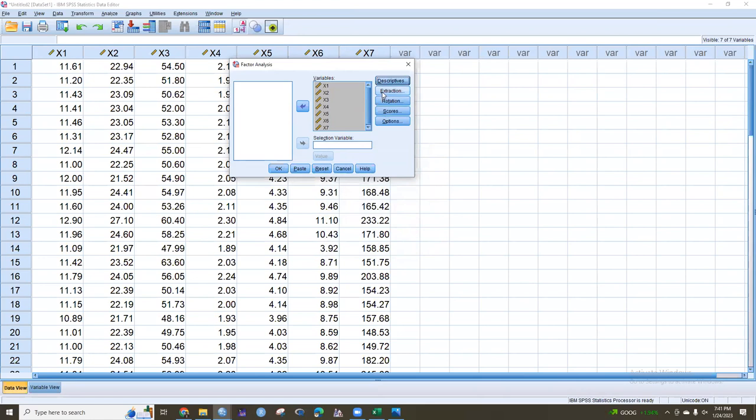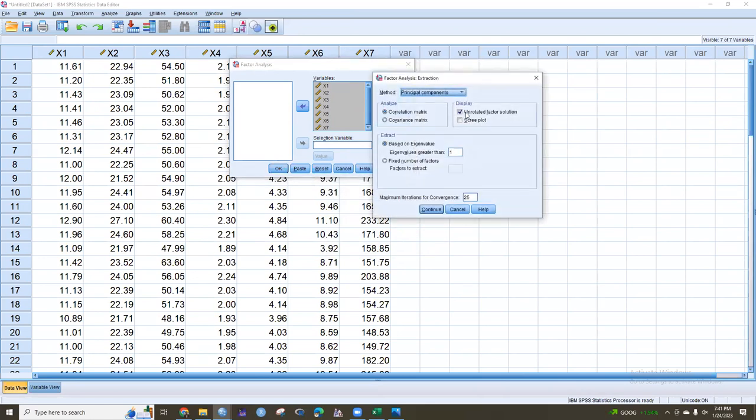Then continue. Then Extraction. By which method do I want to do the factor analysis? So there is principal component, maximum likelihood, principal axis factoring. I will just select the principal component method. I want to display the scree plot. How do I want to extract? I want to extract based on the eigenvalues, so all the eigenvalues which are greater than one. If I already know how many factors there are, say only two factors, then I have to put two. But right now, I'm just clicking on based on eigenvalues and then click continue.